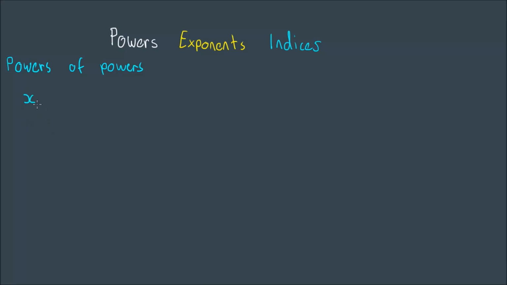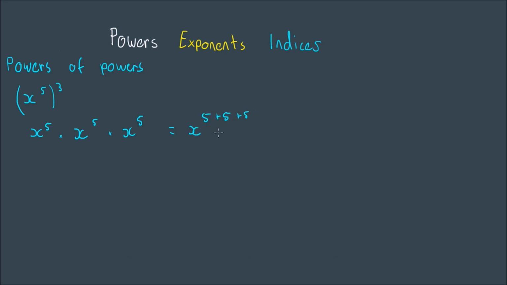Right, what happens when we have a power of a power? In this case, x to the power of 5, and all of that is to the power of 3. Well, what does the power of 3 mean? It means the thing inside the brackets times itself 3 times. So if we write it out the long way, now we have a question similar to what we've done earlier.